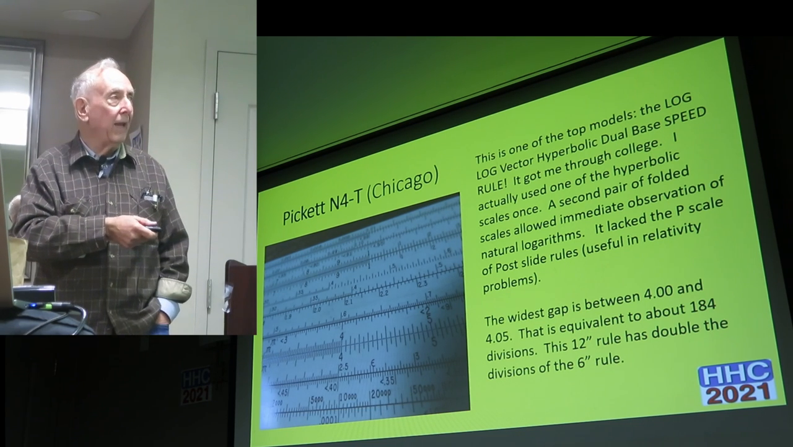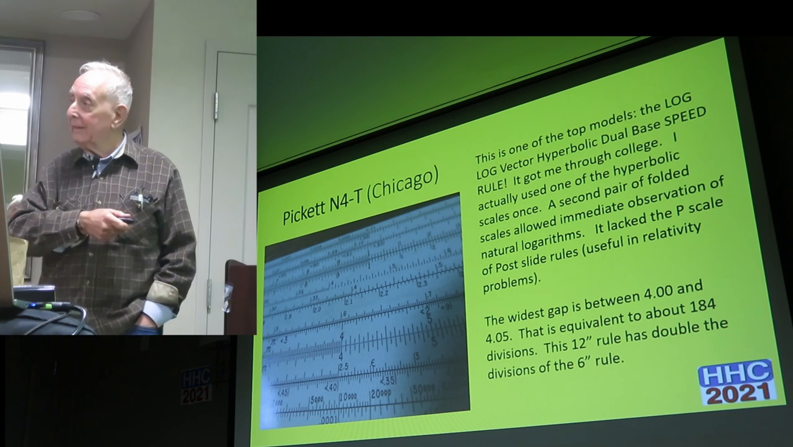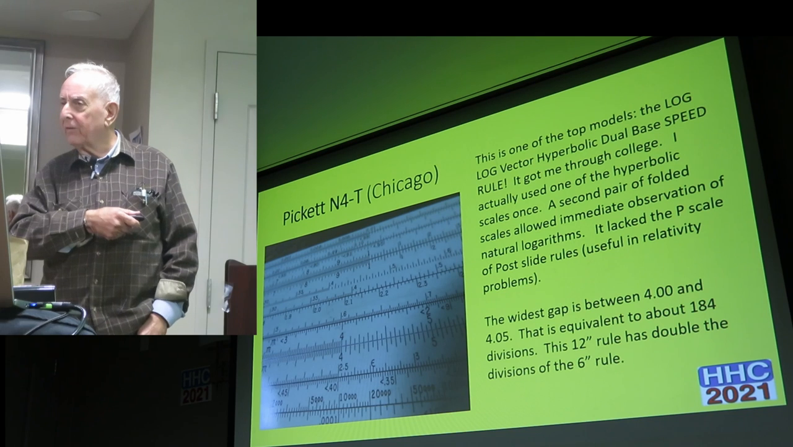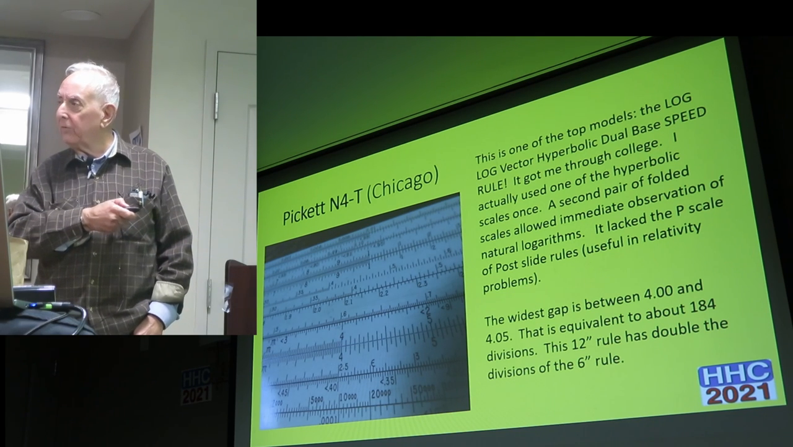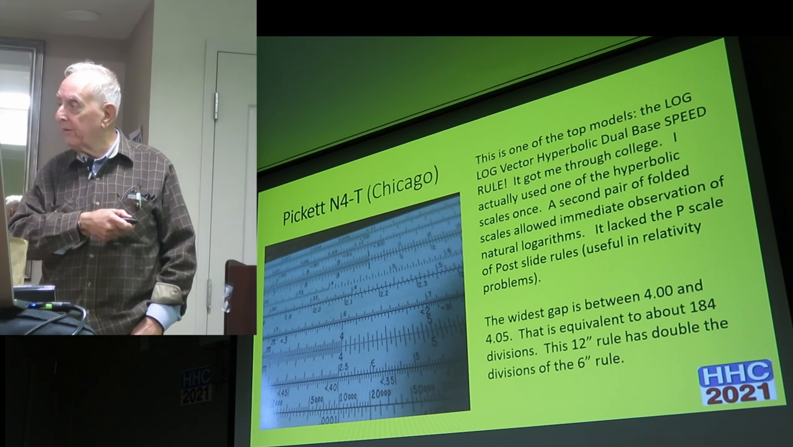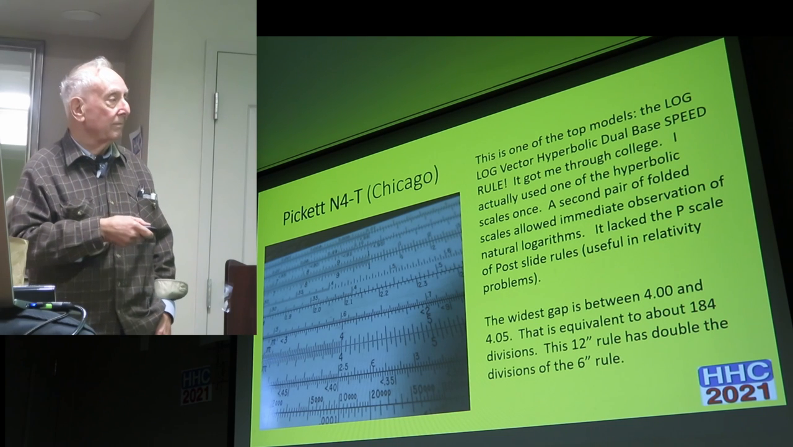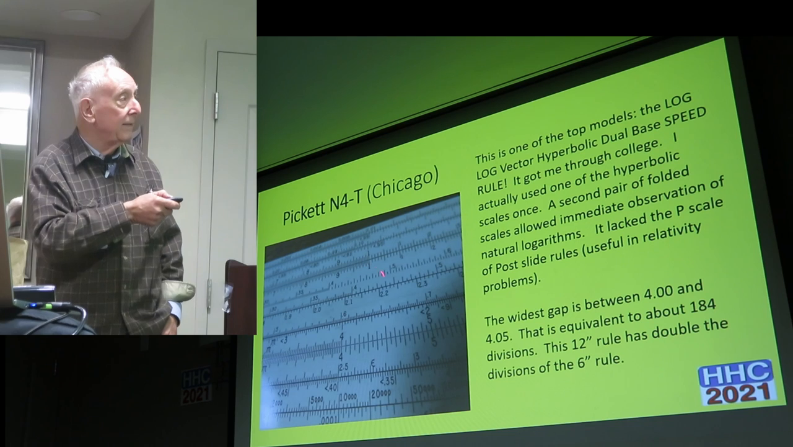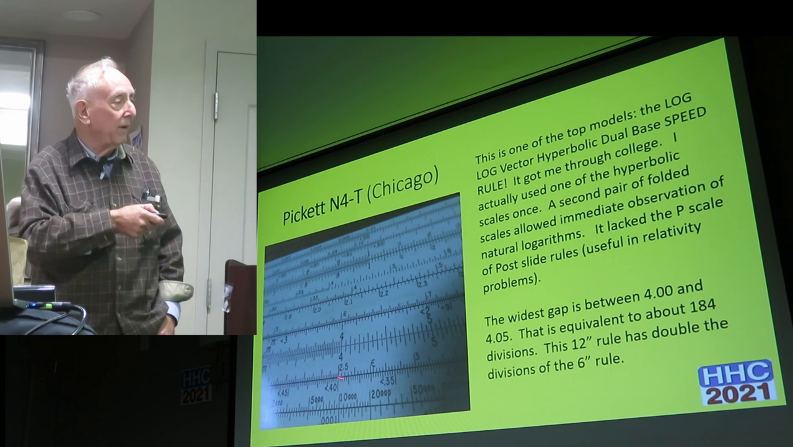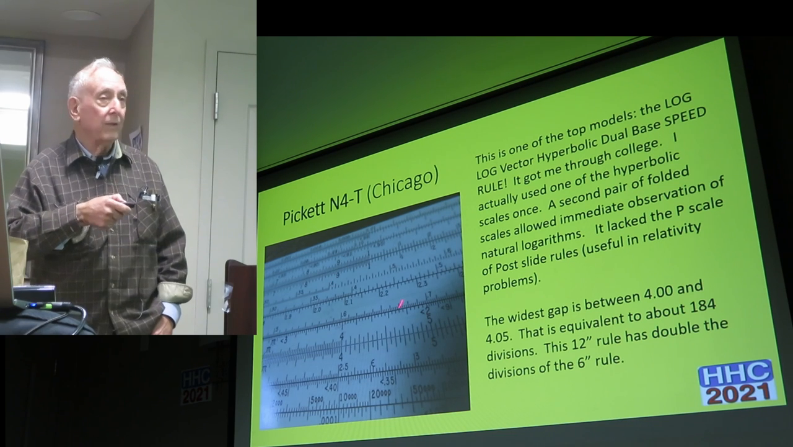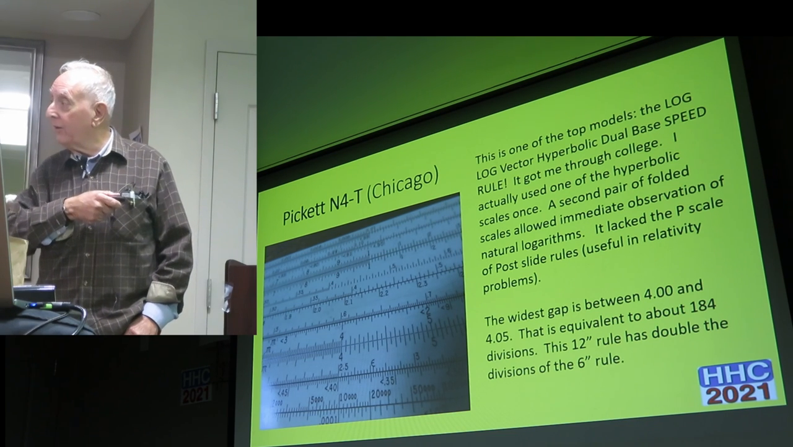It's actually got hyperbolic functions on it. It lacks the P scale that Post slide rules have, and the P scale is a function that turns sines into cosines. And that's very useful for problems involving special relativity, actually. But I'm thankful that I had the one with the hyperbolic functions, because I remember in college I actually used it once to find the shape of a hanging chain.